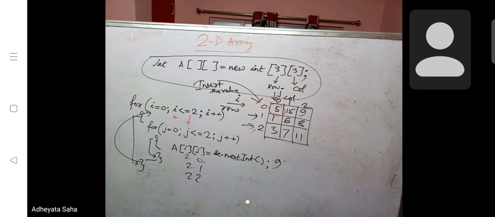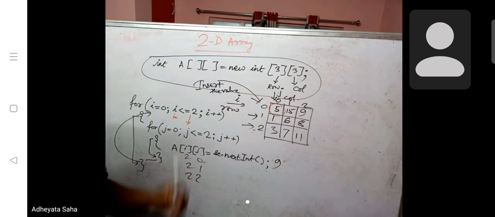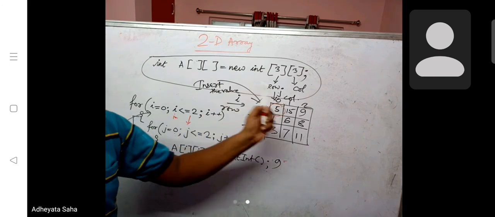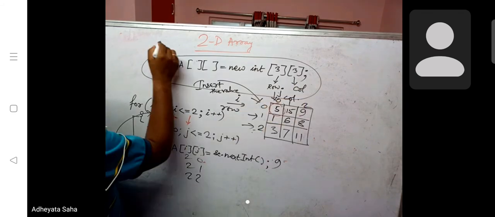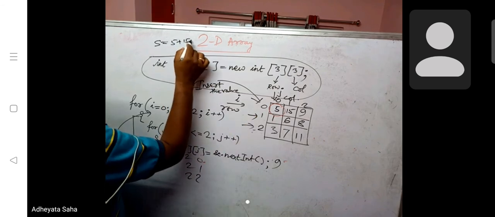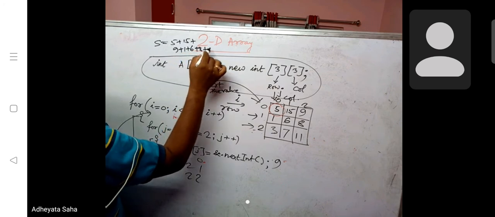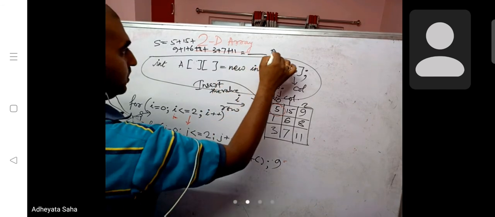Okay, so you will be doing that question. Write a program using a two-dimensional array to enter 3 cross 3 elements and find their sum. Find the sum of the 3 cross 3 elements. For example, the sum should come as 5 plus 15 plus 9 plus 1 plus 6 plus 8 plus 3 plus 7 plus 11. Your final answer should come.